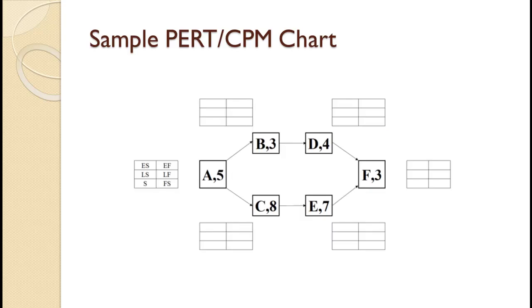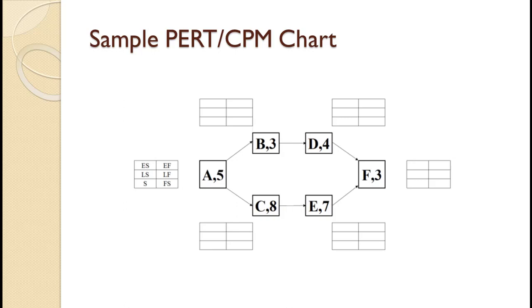The screen shows a sample PERT chart. Activity A has to be finished first. After A is completed, activities B and C can start. Once B is finished, activity D can start. After C is finished, activity E can start. Once both D and E are finished, activity F can start. Not only are the activity names shown inside the squares, but their completion times are also shown.